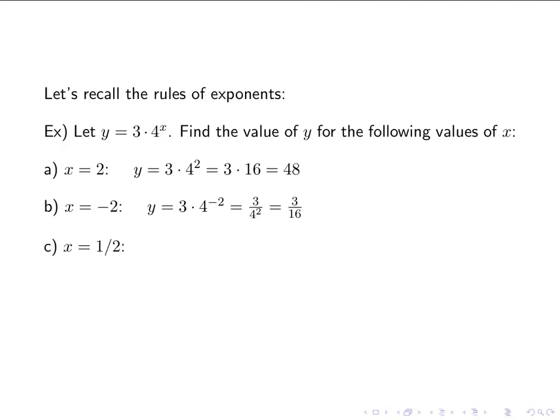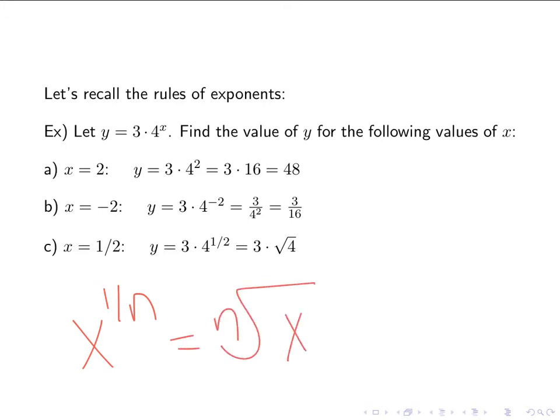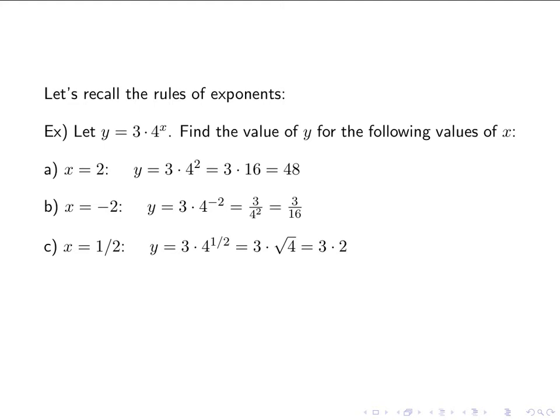What about x equals 1/2? So we just talked about this. Whenever I have the power 1/2, that means the square root. Remember, in general, x to the 1 over n is the nth root. So 1 over 2 is the square root. We don't write the 2 because it's understood. It's the one we use the most. So this is 3 times the second root, but that's just the square root. Square root of 4 is 2, so we have 3 times 2, and that gives us 6.